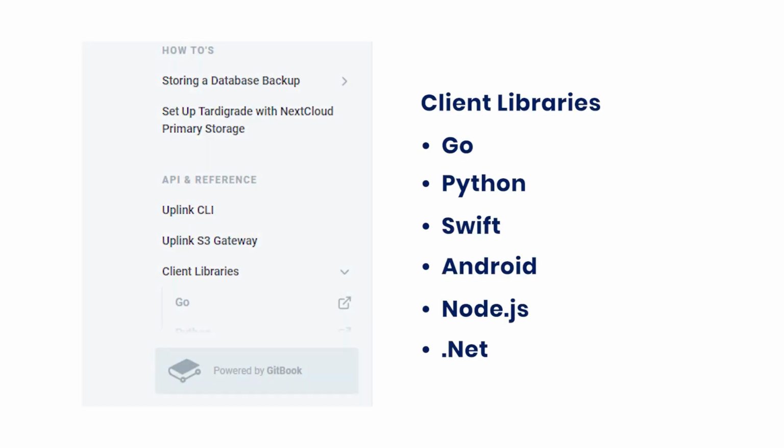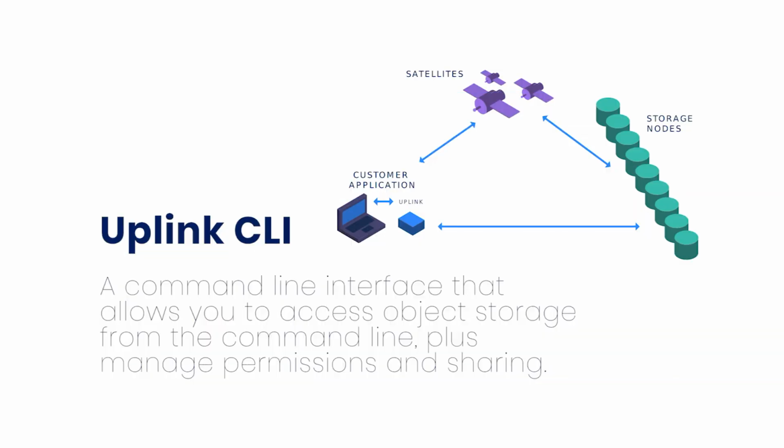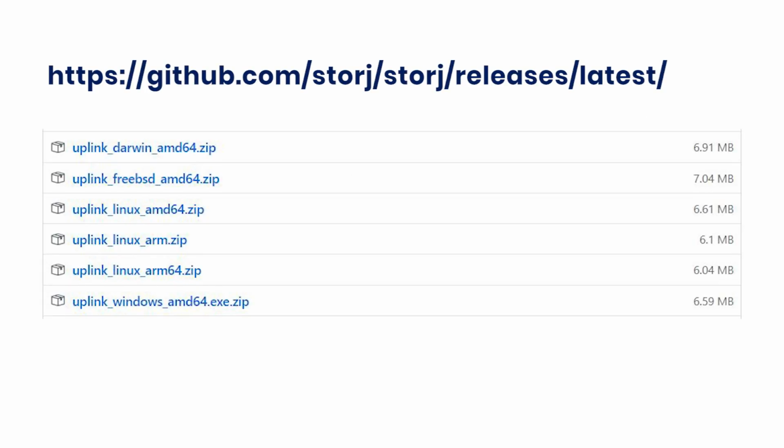To create buckets and upload objects, you'll be interacting with our Uplink CLI, S3 gateway, or client libraries. Uplink CLI is an application that allows you to access object storage from the command line. You can use this tool to upload and manage objects and buckets. What we're going to do now is download the Windows Uplink binary zip file from GitHub. I'm also going to place the links for Windows, Linux, and Mac OS in the description box.